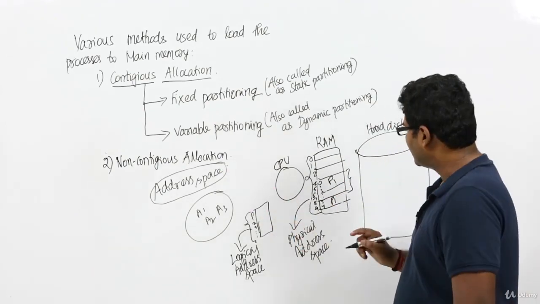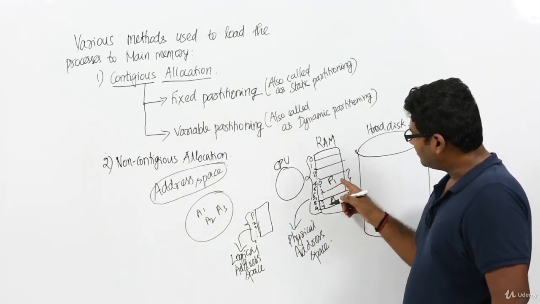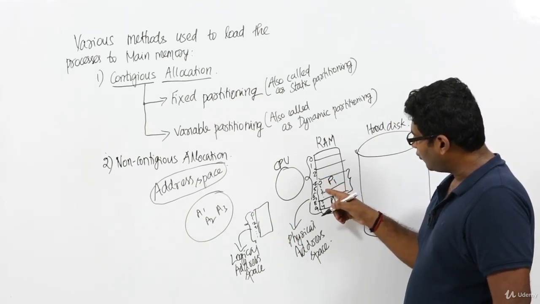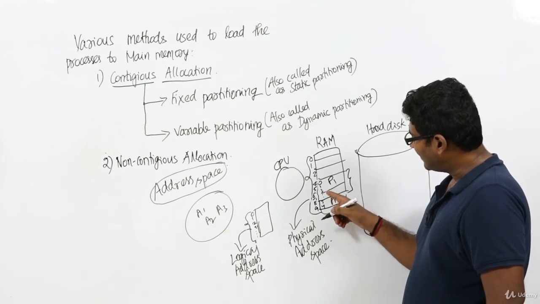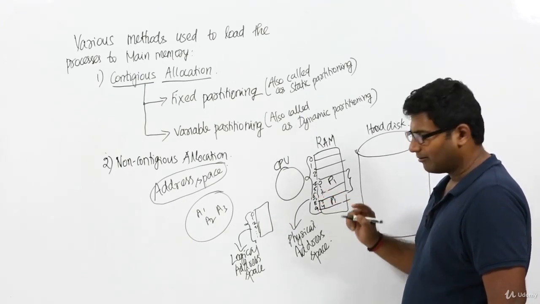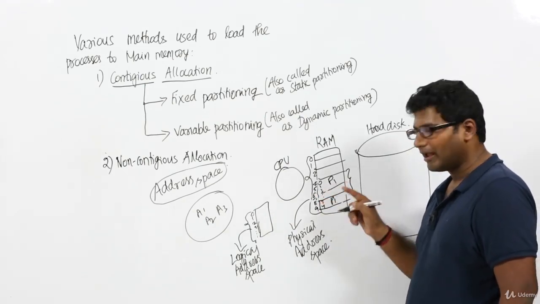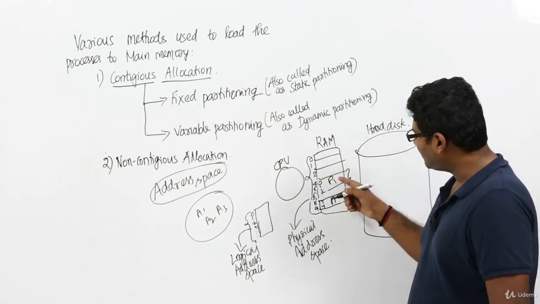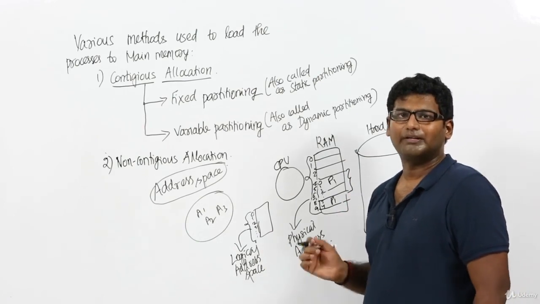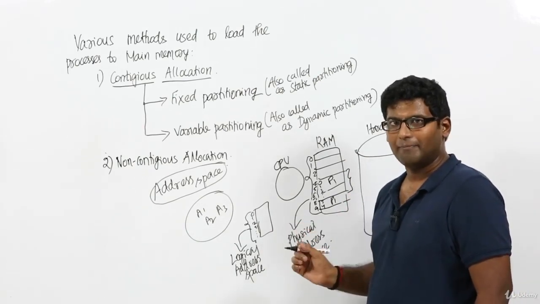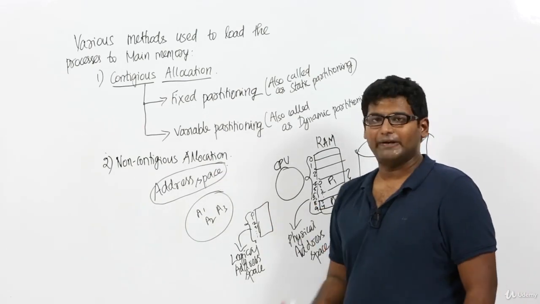See, process P1's addresses 0, 1, 2 are placed in 4, 5, 6 in the RAM, whereas the next address should be placed in 7, but rather we are starting it from 8, right? So all the addresses of process P1 are not placed in contiguous addresses of our RAM. So it is nothing but a non-contiguous allocation.